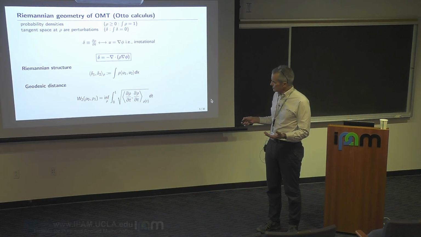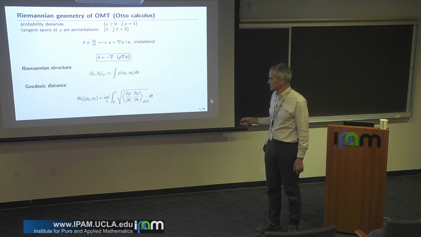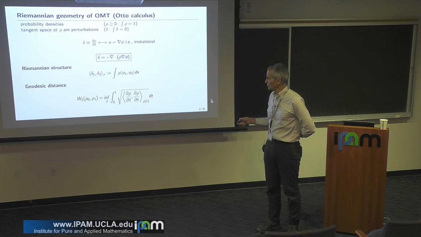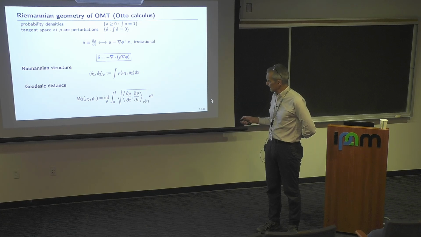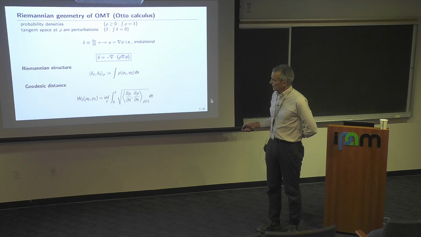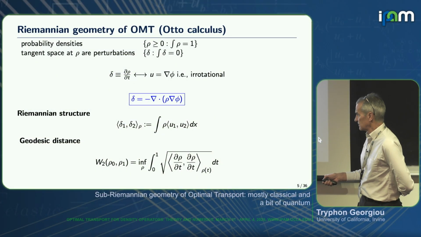And then the Riemannian structure, and we're going to see it in various forms, is that locally around the point rho that you are on in the space, the inner product between elements of the tangent space is defined to be this, which echoes the concept of kinetic energy. And then you can show that the geodesic distance between two points is actually the infimum along the paths that minimizes this length. And this is the Riemannian distance.